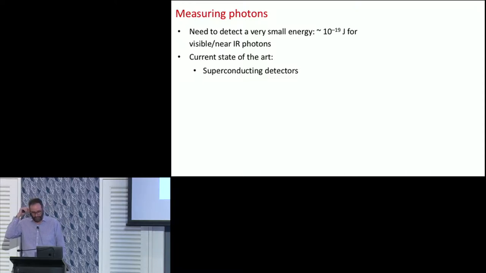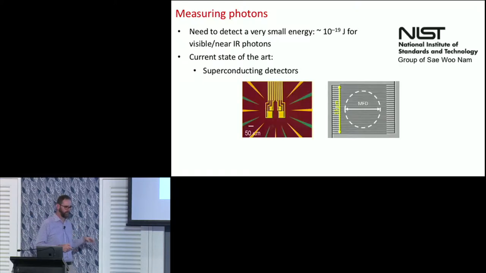So that's making photons. We need to measure them as well. And the idea here is that we're looking to detect a very small amount of energy, of order 10 to the minus 19 joules, for the kinds of photons that we're interested in. And there's much to be said about detectors, but let's just go to the state of the art, which is superconducting detectors. And one of the leaders in this field is the group of Sae Woo Nam at NIST, who makes these transition edge superconducting and these nanowire superconducting detectors in tungsten silicide.